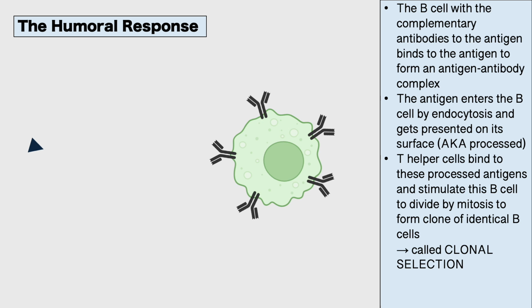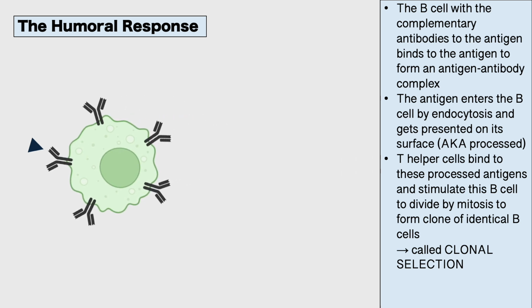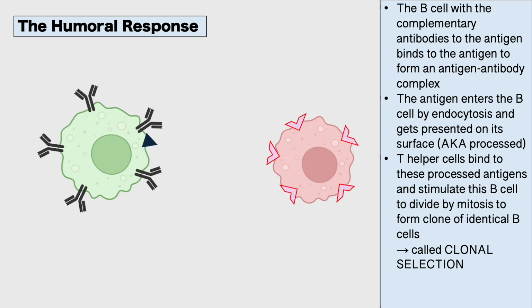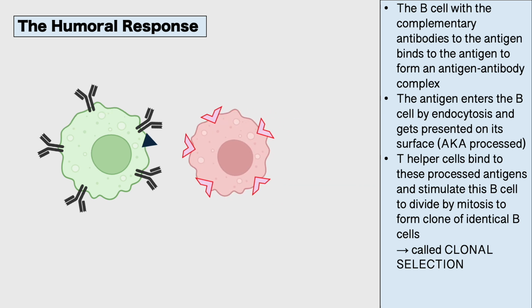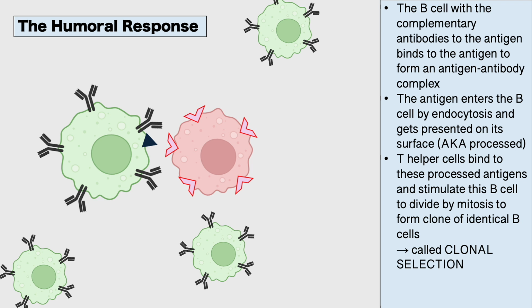The B cell with the complementary antibodies to the antigen binds to the antigen to form an antigen-antibody complex. The antigen enters the B cell by endocytosis and gets presented on its surface, and this is called processing. The T helper cell binds to these processed antigens and stimulates the B cell to divide by mitosis to form a clone of identical B cells. This is called clonal selection.